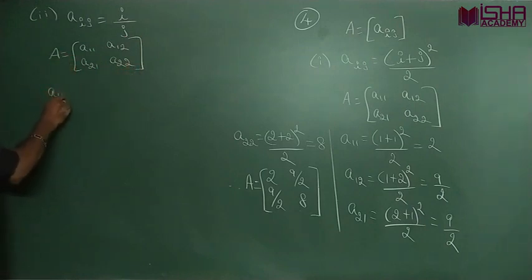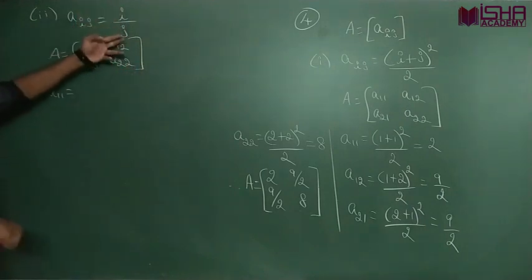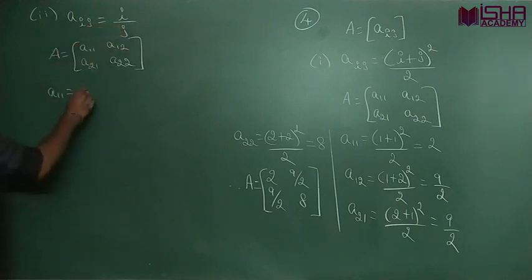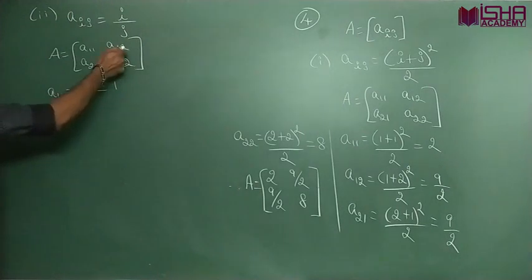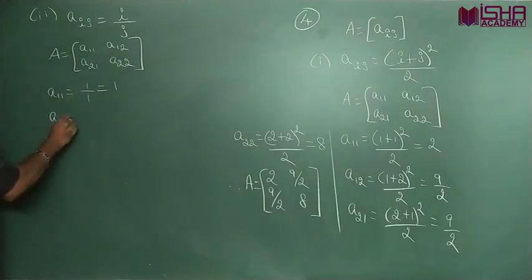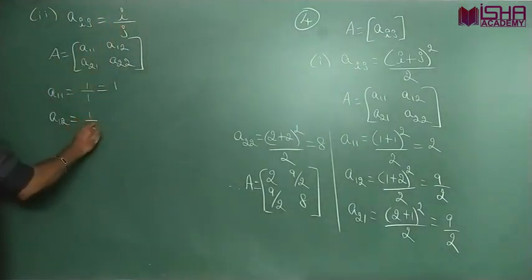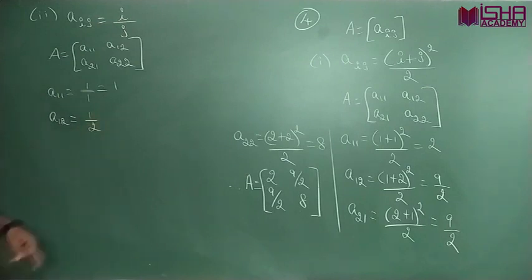So first element A11, what is it then? The definition is i by j. So 1 by 1 which is equal to 1. Next, first row second column element A12. i by j, that is 1 by 2, which is 1 by 2, let it stay like that. Let it be in fractions only.